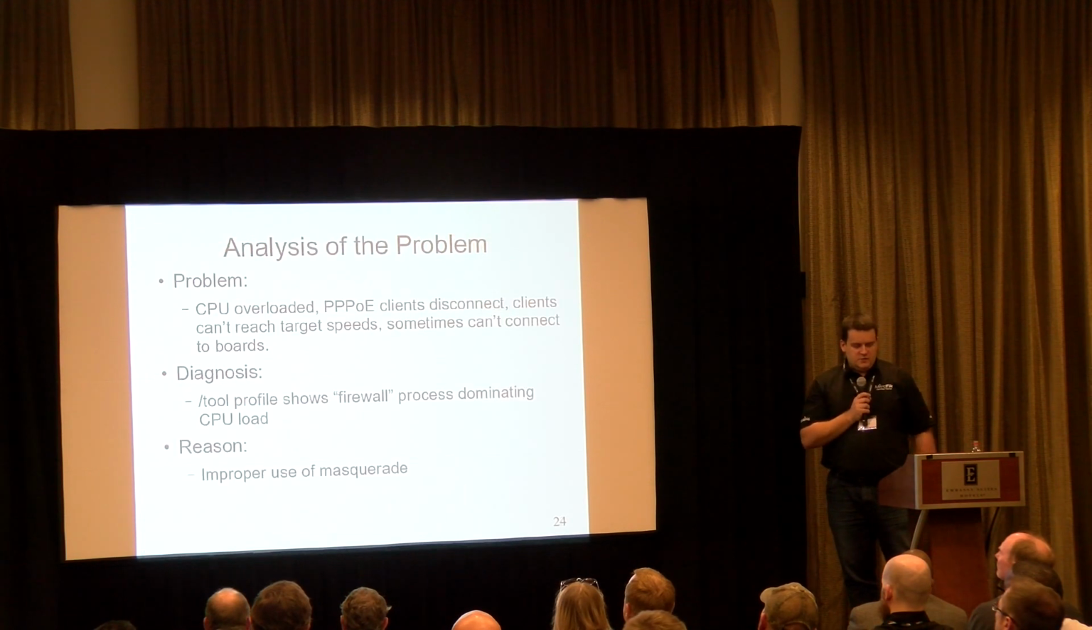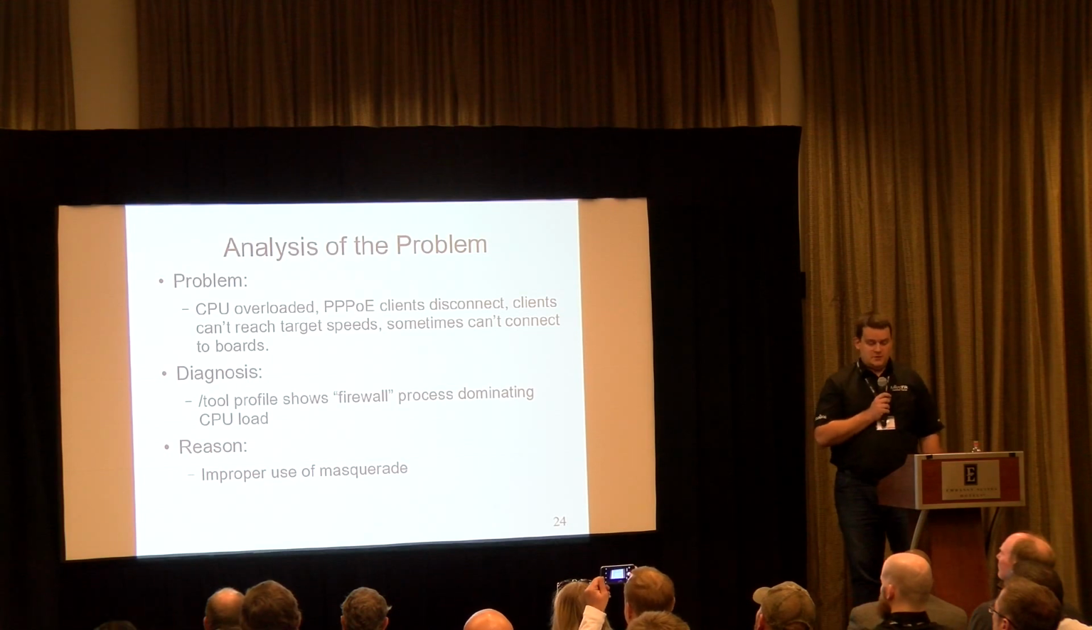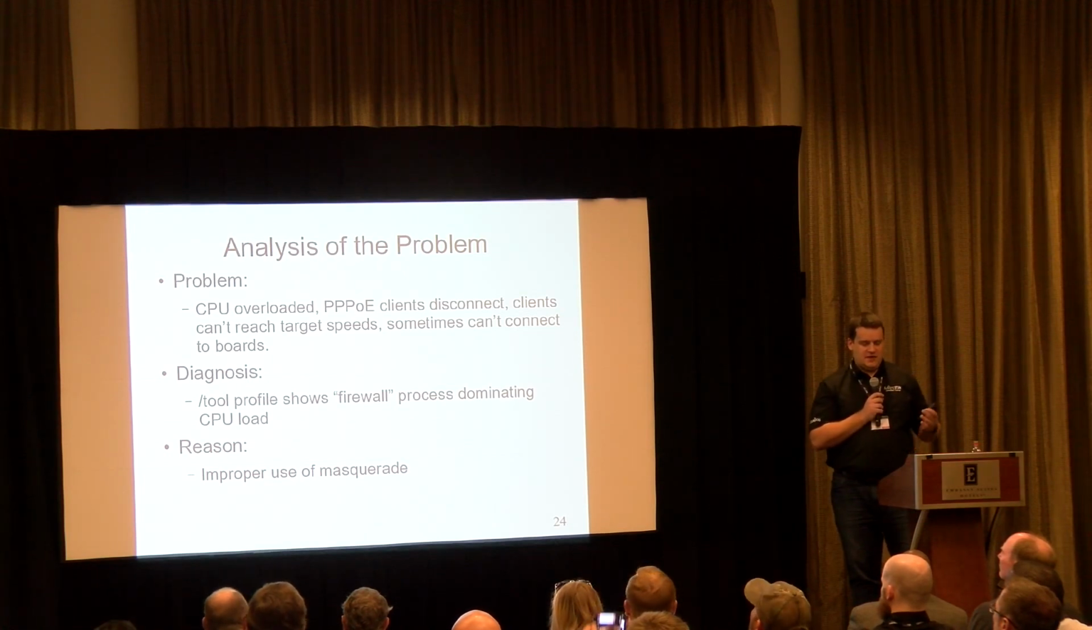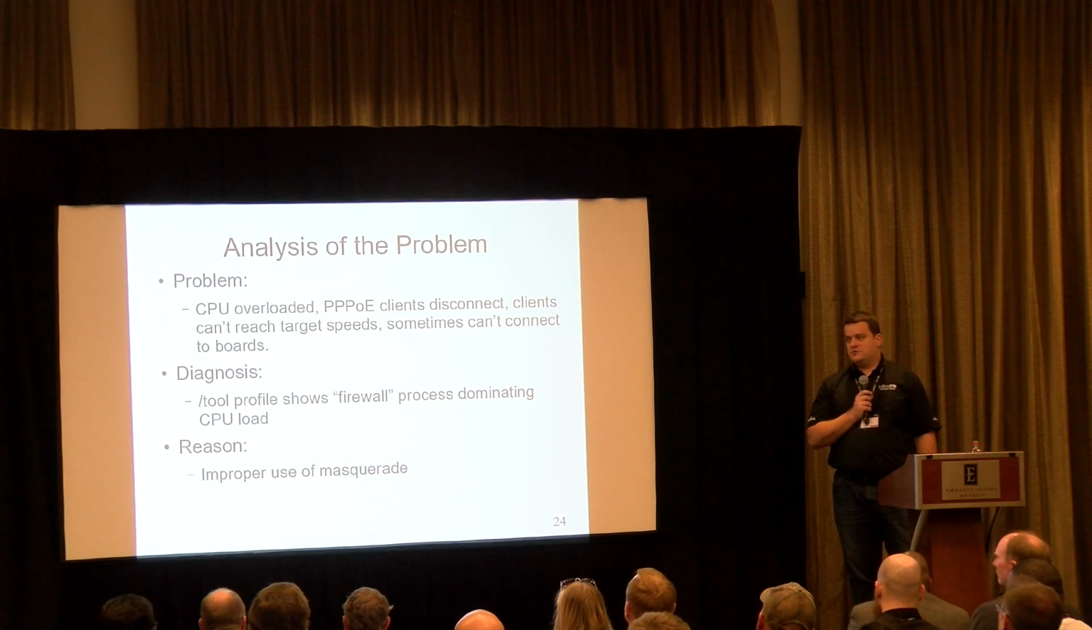Well, let's take a look at the problem. CPU is overloaded, so clients disconnect, clients can't reach the target speeds, sometimes clients can't connect to the board at all. And if we go to tool profile, we see that firewall is dominating CPU load, and the reason is very simple, improper use of Masquerade.